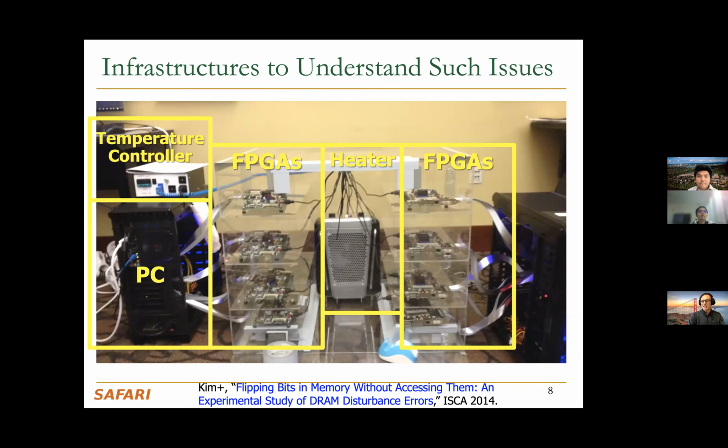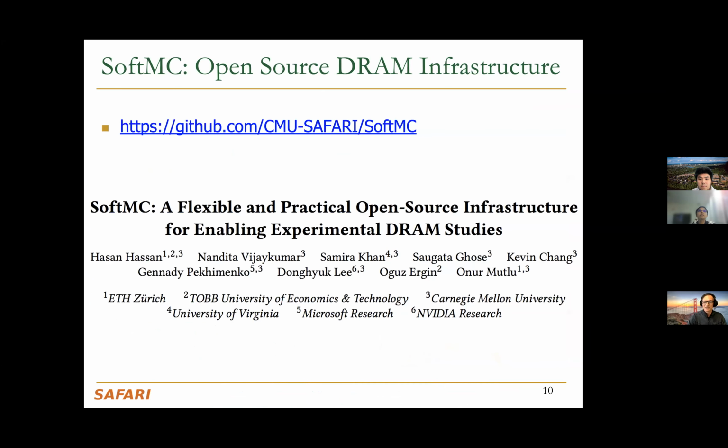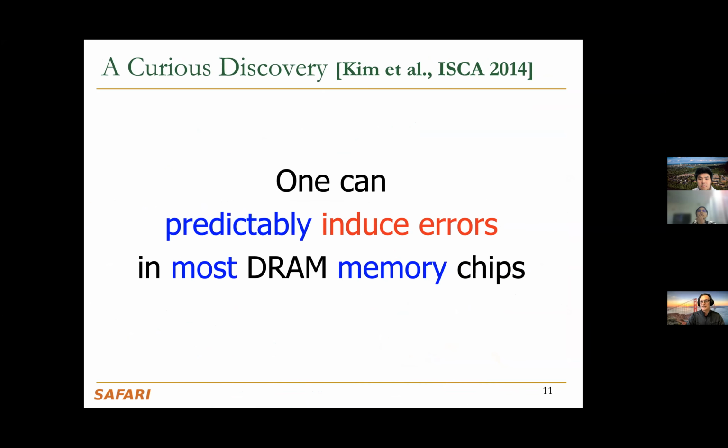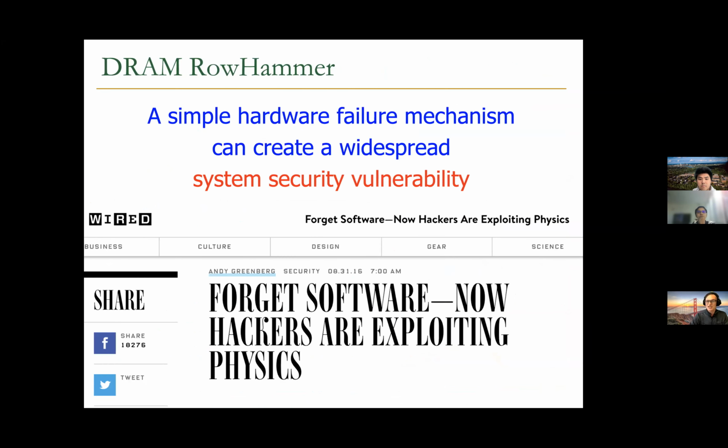For example, these are FPGA-based memory testing infrastructures. And we open sourced it in 2017. Anybody can use it. People are actually using it in industry as well as academia to do very interesting studies, and we'll be very supportive of that. And you can find it over here. While we were doing a lot of studies with these infrastructures together with Intel, we found out that basically you can predictably induce errors in most DRAM memory chips. And that's the DRAM Rowhammer phenomenon that I mentioned about.